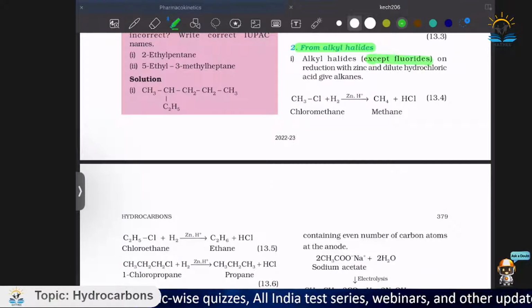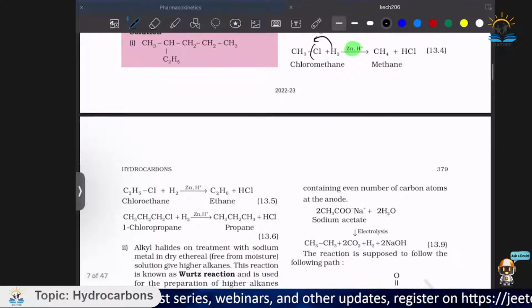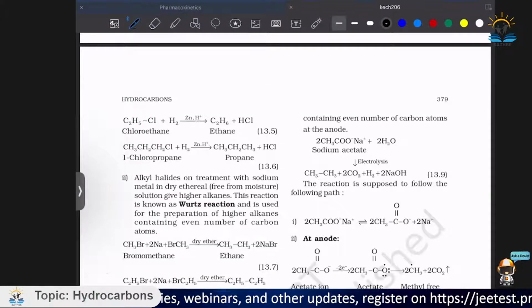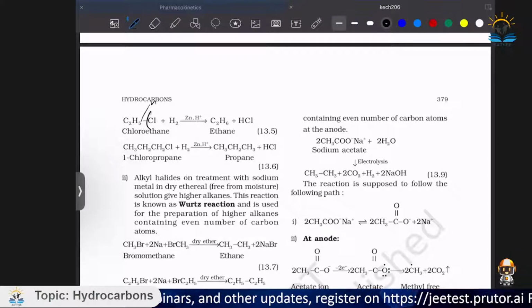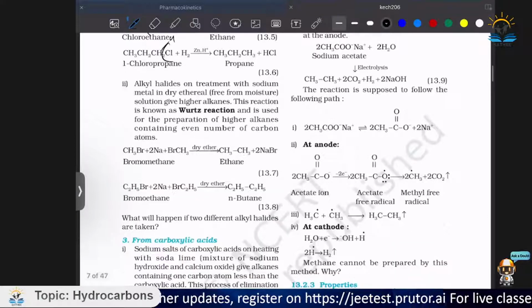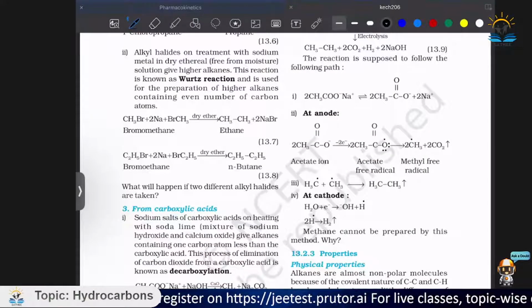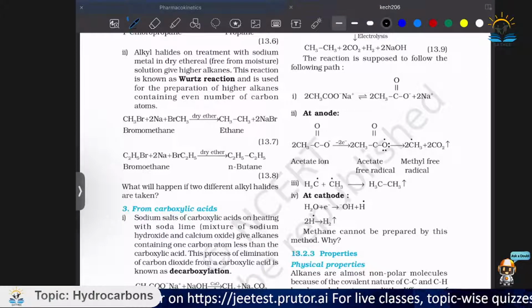What is the catalyst? Zinc and dilute HCl. So yeah, you remove the halide and you add hydrogen there. Okay, got it? Simple. Remove the halide, add hydrogen. Okay. Alkyl halides on treatment with sodium metal. This is the second reaction by which you can convert alkyl halides to alkanes.